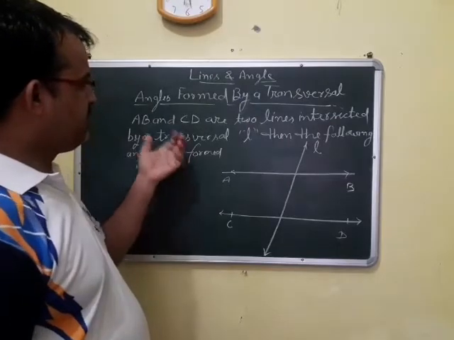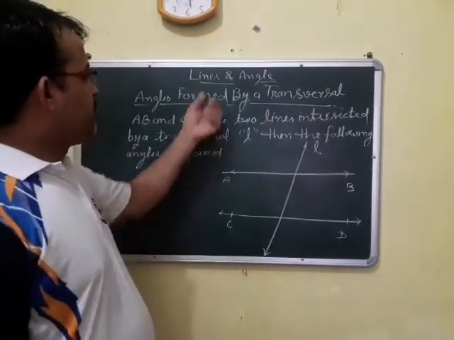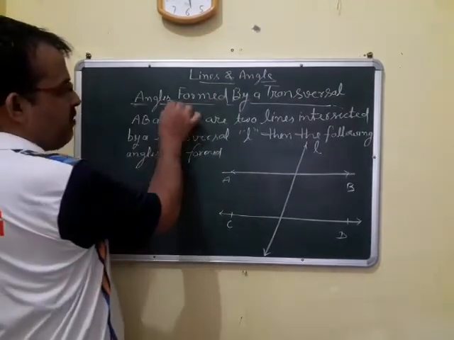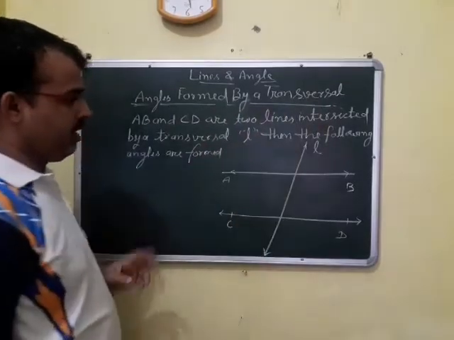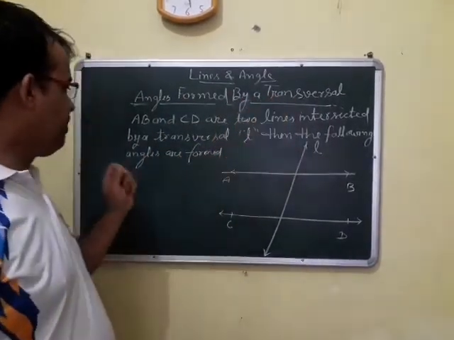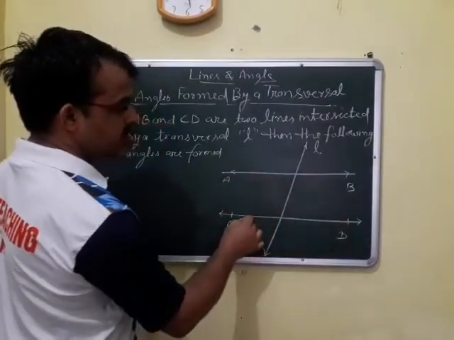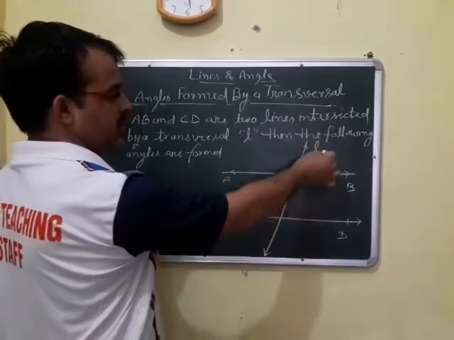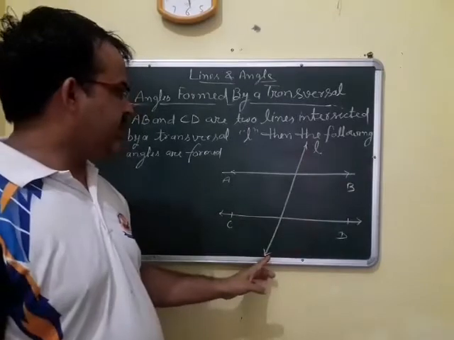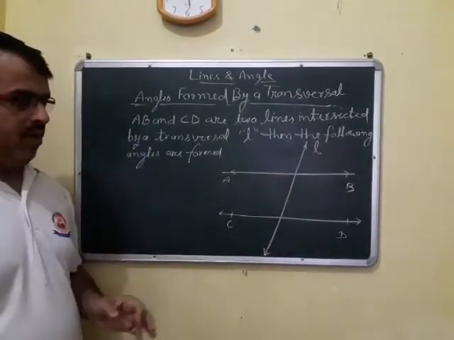We will find some other things of these lines and angles. Angles formed by a transversal. Let AB and CD be two lines and L intersects these two lines. This one is a transversal line L. Then the following angles are formed.